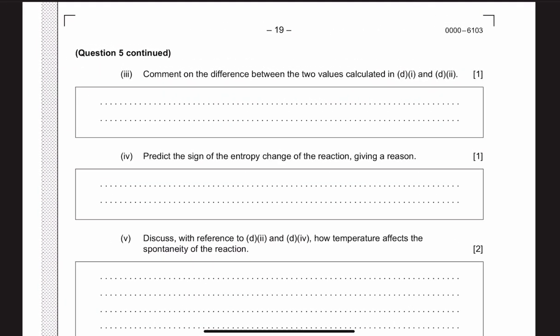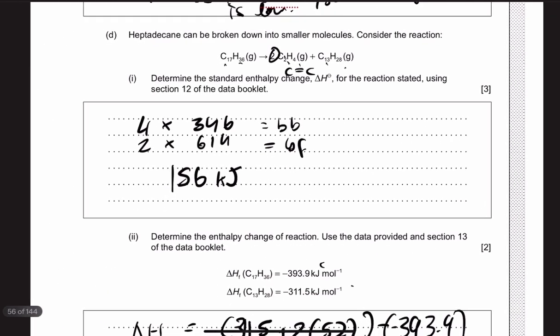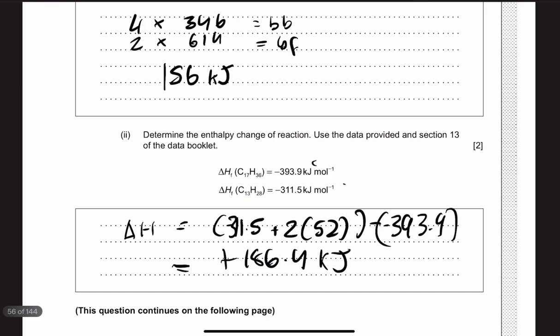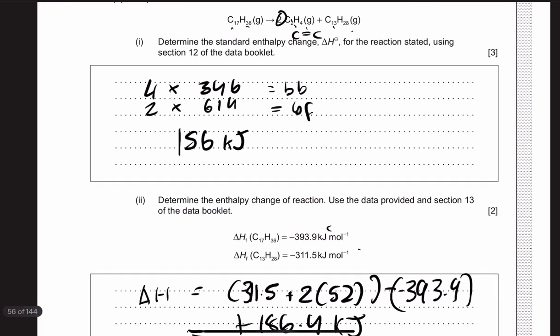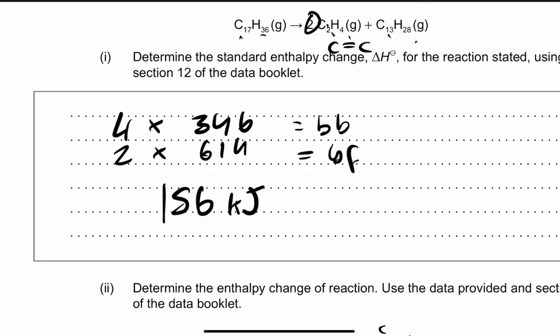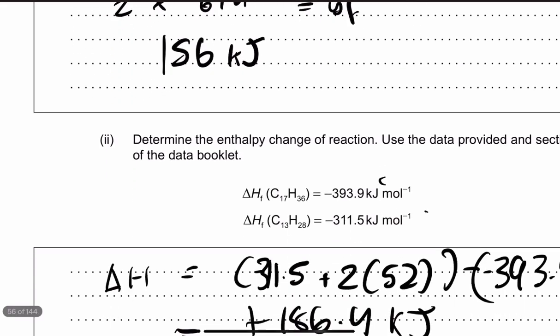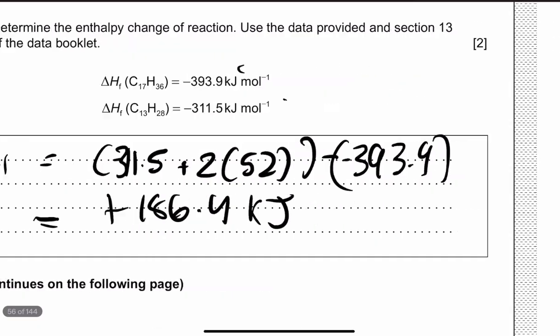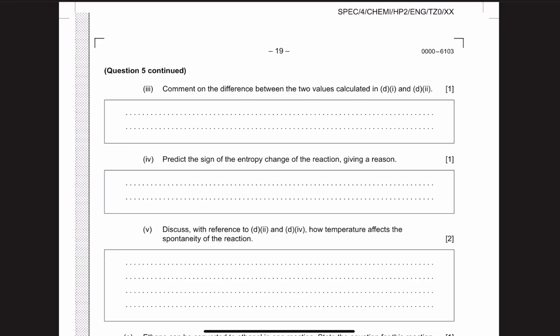Comment on the difference between the 2 values calculated. So in D I, we have a 156, and this one we have 186. So they're quite close, but they're different. Why are they different? Well, D I was calculated using bond energy values. D II was by using formation. So which is more accurate? Well, we know that D II is more accurate. Why?